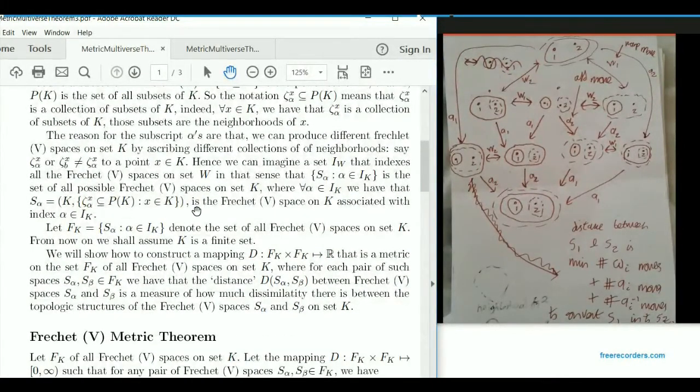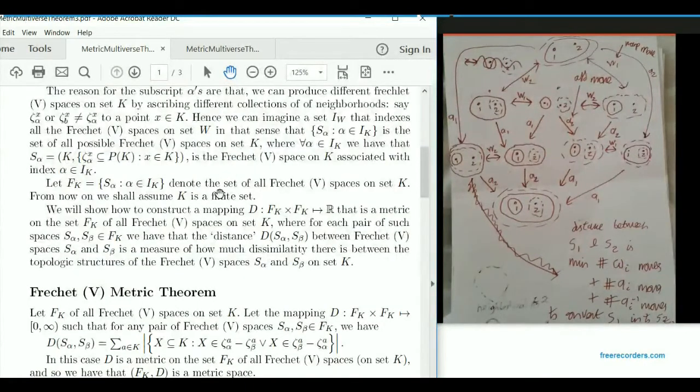So basically we want to construct a mapping. We're going to let F(K) denote the set of all Frechet V spaces on the set K. We'll suppose that K is a finite set, and so we're going to have this mapping D which maps F(K) Cartesian product F(K) to the reals, and we claim that it's a metric. We're going to give it a certain definition, then we're going to try and prove that it's a metric.